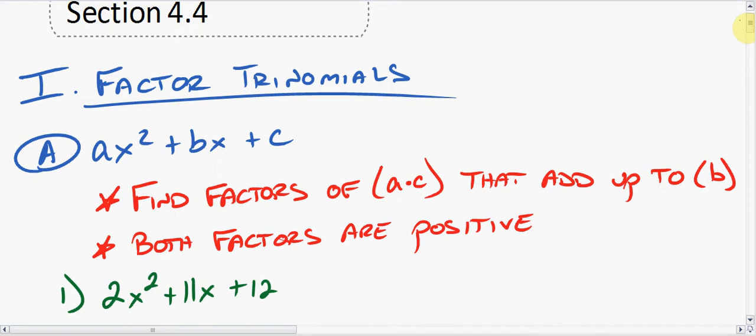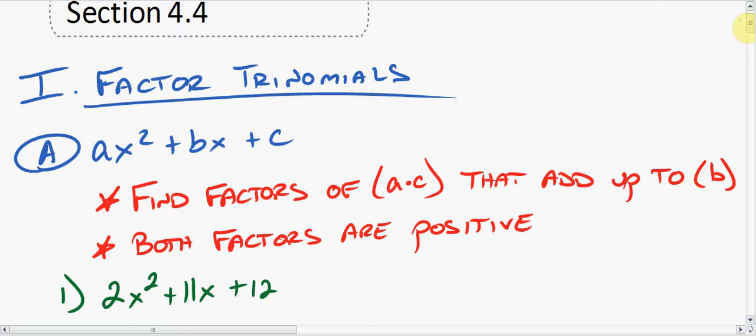This is section 4.4, part 1, where we are going to factor trinomials. And the big difference between section 4.4 and 4.3 is that your leading coefficient is no longer 1. You can see you don't have x squared plus bx plus c. You have ax squared plus bx plus c, which indicates that you have a number not 1. And that's going to change the way you factor these trinomials.